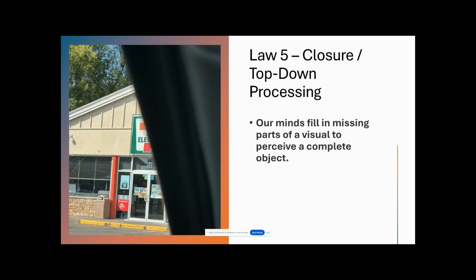Law 5, closure. This is when our minds fill in missing parts of a visual to perceive a complete object. The best example I have for this is this picture of half of a 7-Eleven logo. I feel like most people looking at just that half would be able to figure out what the rest of it is, using context clues. And, 7-Elevens all over the country. But we've seen it before, so we can put two and two together in our head. We also have the first three letters ELE with a 7, half of a 7.